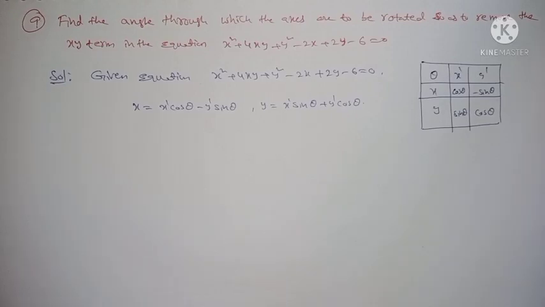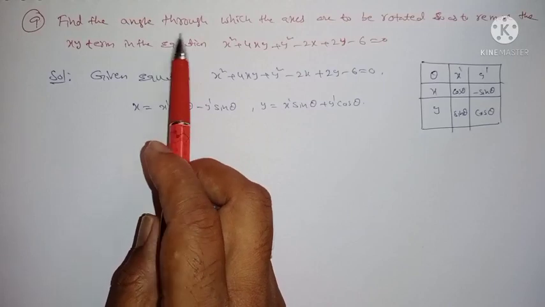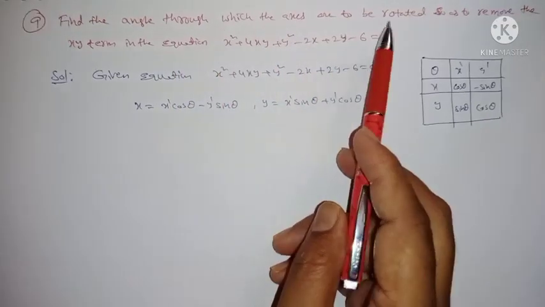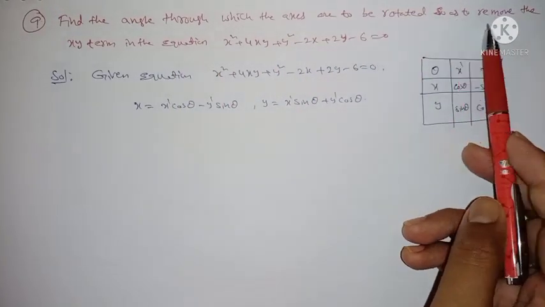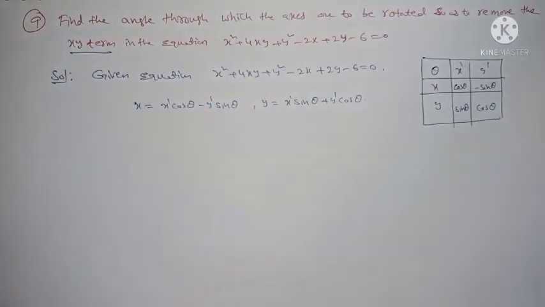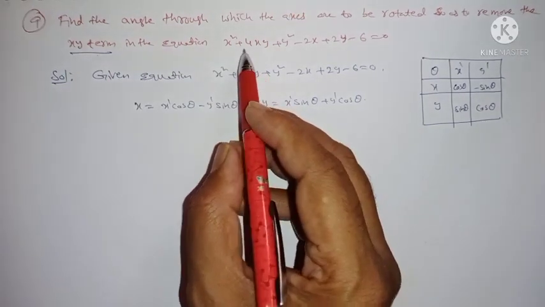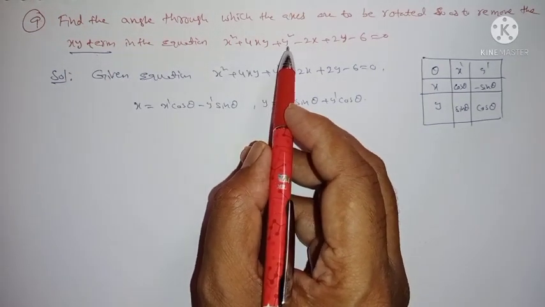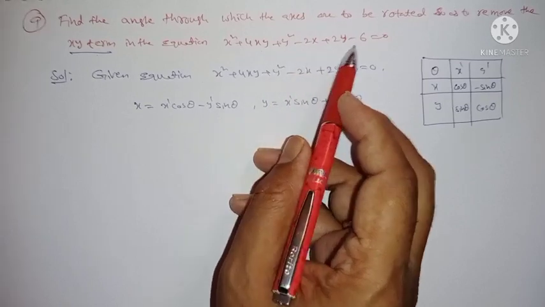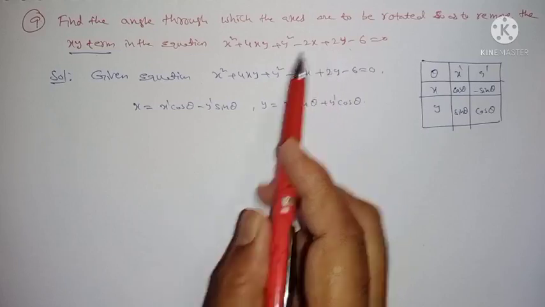Next, ninth question. Find the angle through which the axes are to be rotated so as to remove the xy term in the equation x square plus 4xy plus y square minus 2x plus 2y minus 6 is equal to 0. This is the given equation.